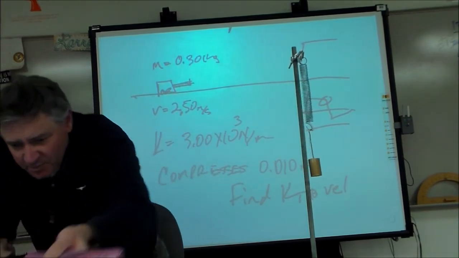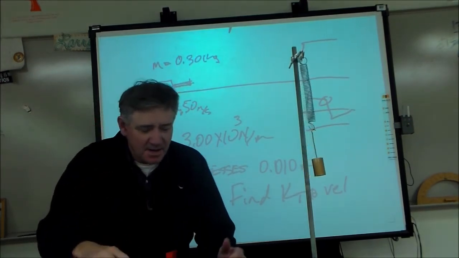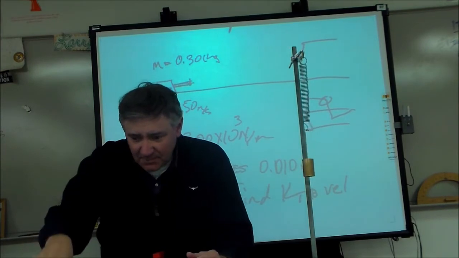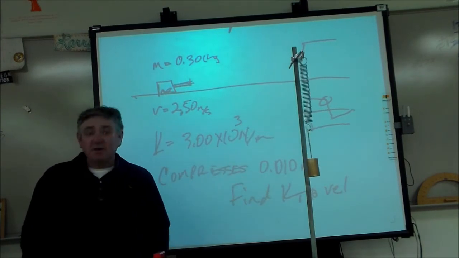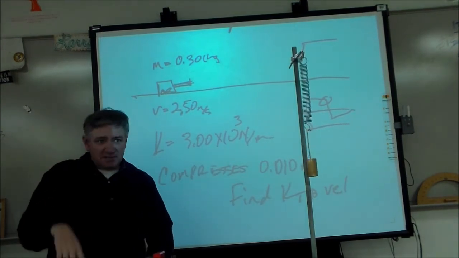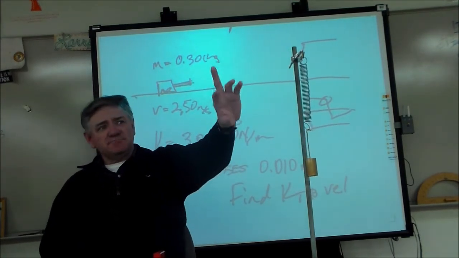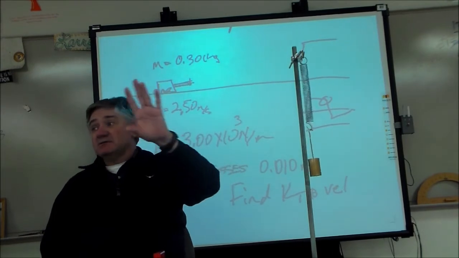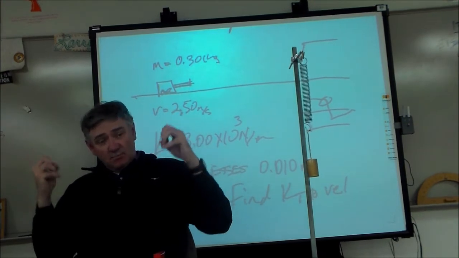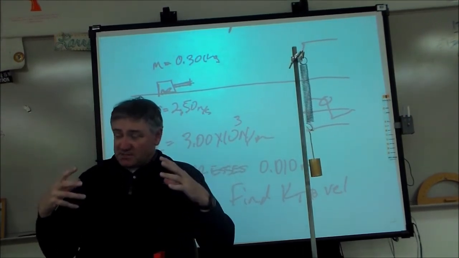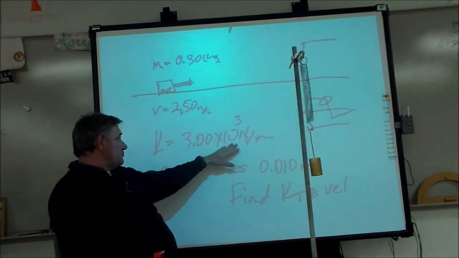So imagine, if you will, you have a cart with a mass of 0.3 kilograms, and it's got a plunger out in front of it, which has a spring constant of 3.00 times 10 to the third newtons per meter. To give you some perspective, this spring here that you've worked with before has a spring constant of about 80. So the higher the spring constant, the stiffer the spring, because it takes more and more force to compress or stretch it a meter.